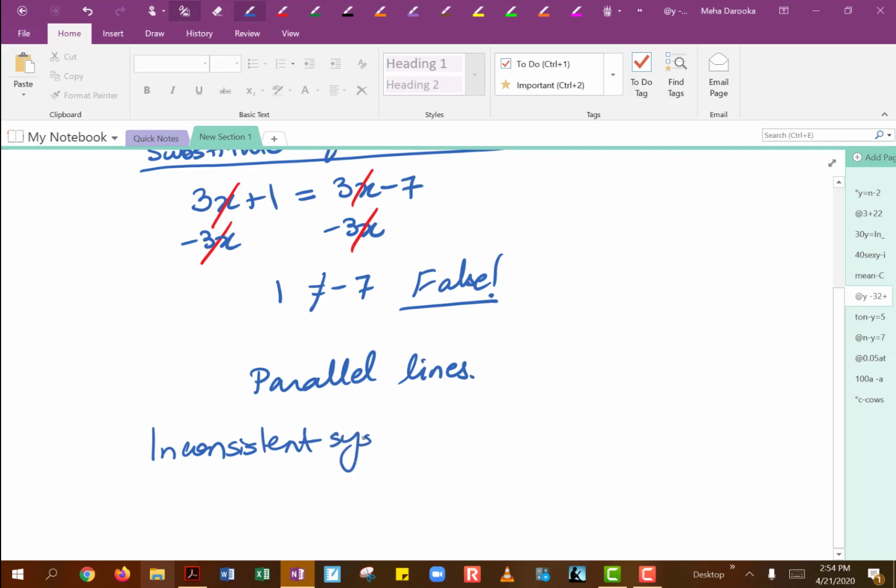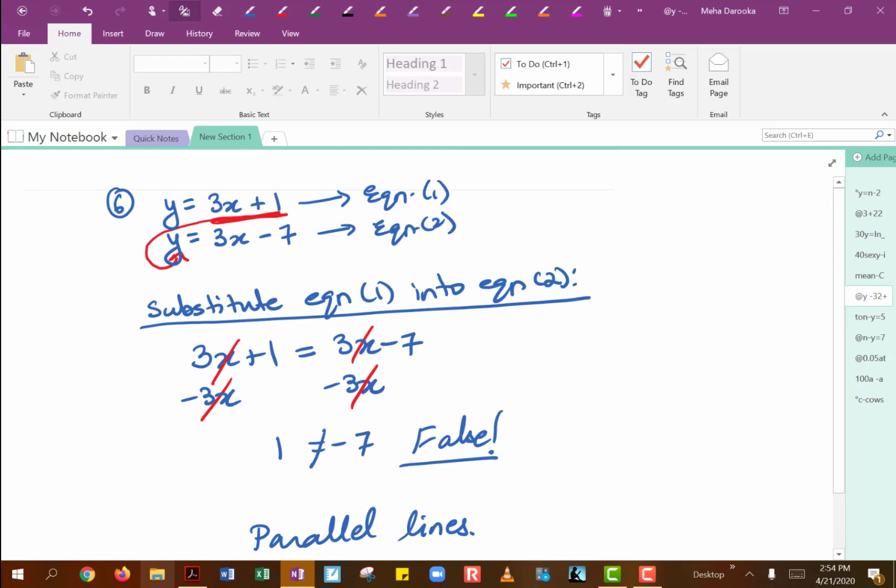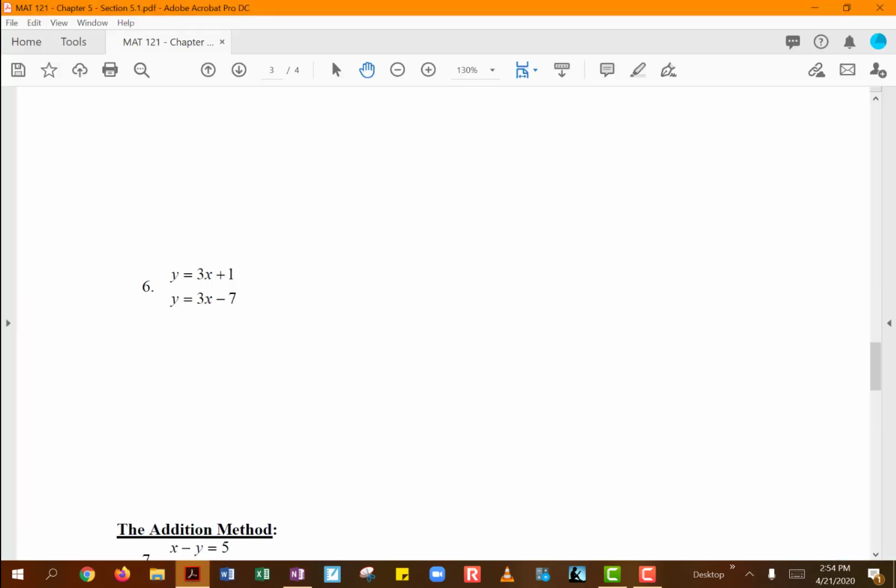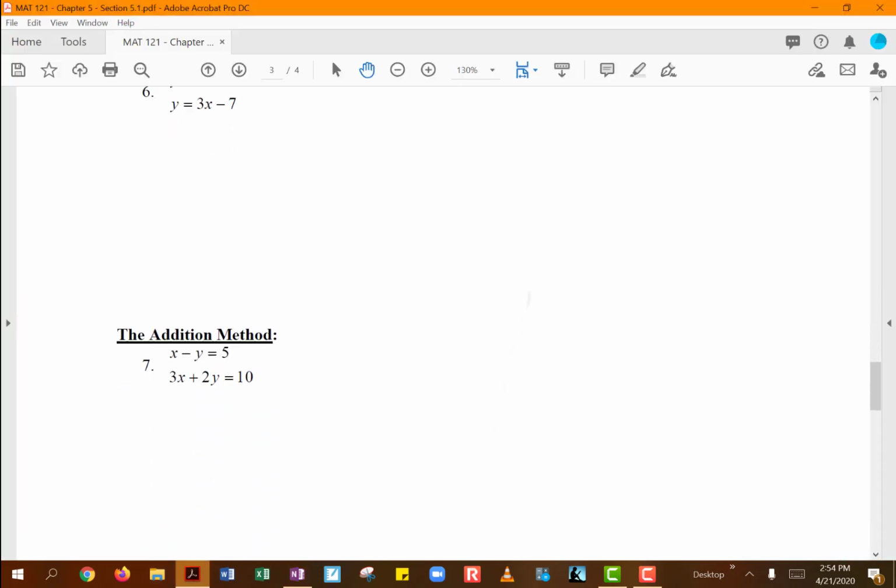And of course, since they are parallel lines, we know there is no solution. Okay. Alrighty, so this is what it would look like when we are using the substitution method. Our x cancels out, we get a false statement, so we know we have parallel lines and an inconsistent system.